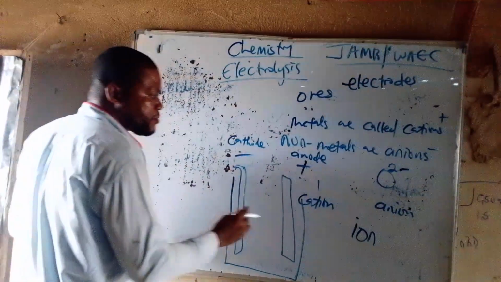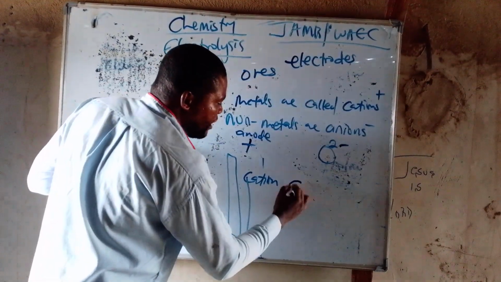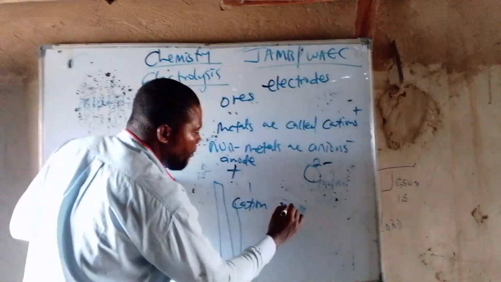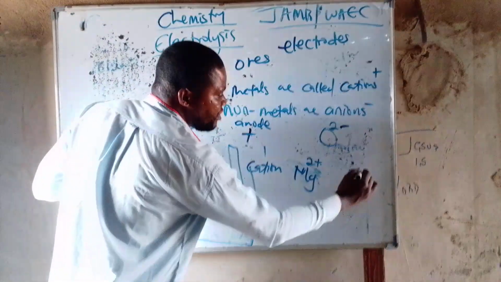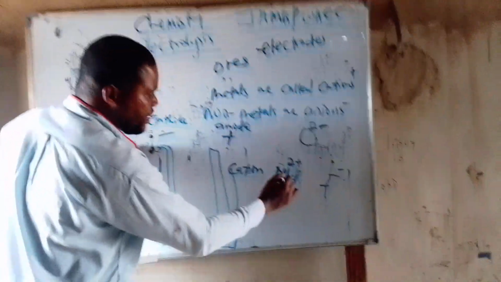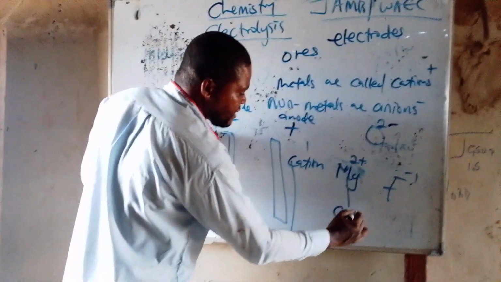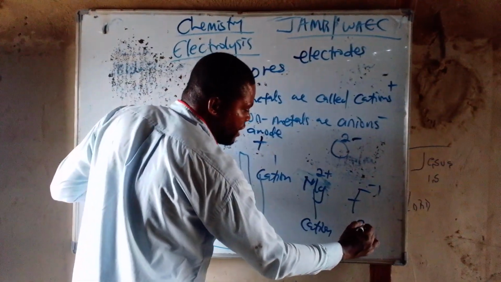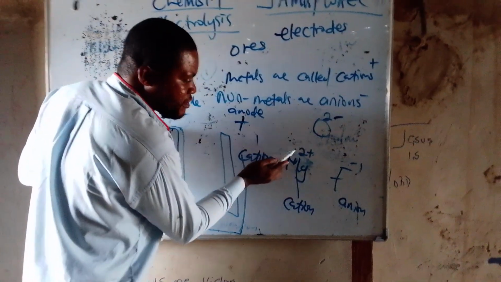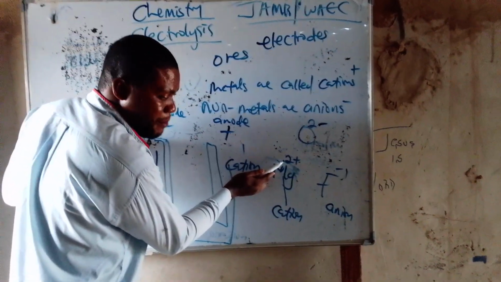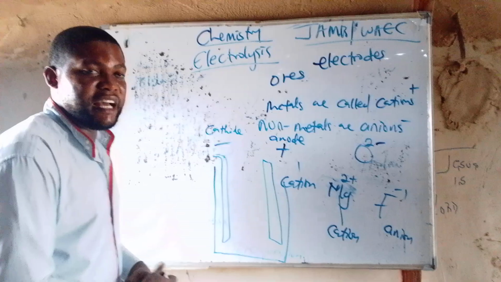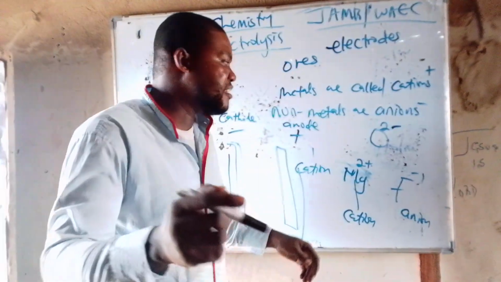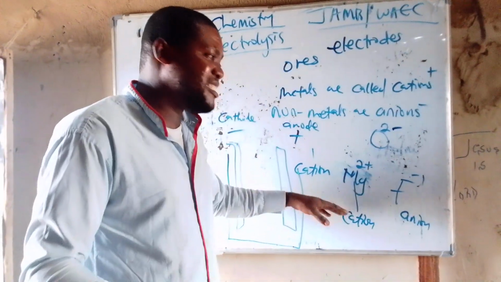Let me break it down once more. Look at Mg, magnesium, which is 2 plus. Let me use a non-metal, fluorine, which is minus 1. This Mg2 plus is called a cation, and this F is called an anion. This one has lost electrons, that's why it's plus, it's a metal. This one has gained electrons, that's why it's carrying minus. So anytime you see an element with a minus sign, it has gained, and with a plus sign, it has lost.